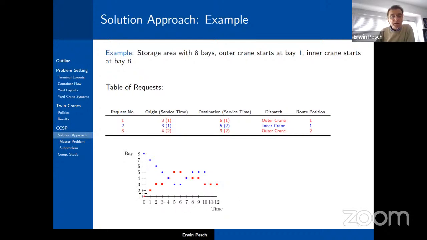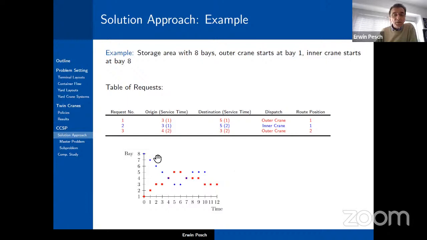Here the x-axis is the time axis and the y-axis is the bay axis. And the outer crane starts at time 0 in bay number 1 and is supposed to go to bay number 3. So it goes there, picks up a container, which takes 1 time unit. And this container is supposed to go to bay number 5, and dropping it off takes 1 time unit. So the crane goes from bay 3 to bay 5 and drops off the container. And then from this bay, the crane continues to bay number 4 to pick up the next container, which takes 2 time units. This container is supposed to be dropped in bay 3. So it continues to bay 3, and dropping it off takes 2 time units. So the time when the outer crane is ready is 12.